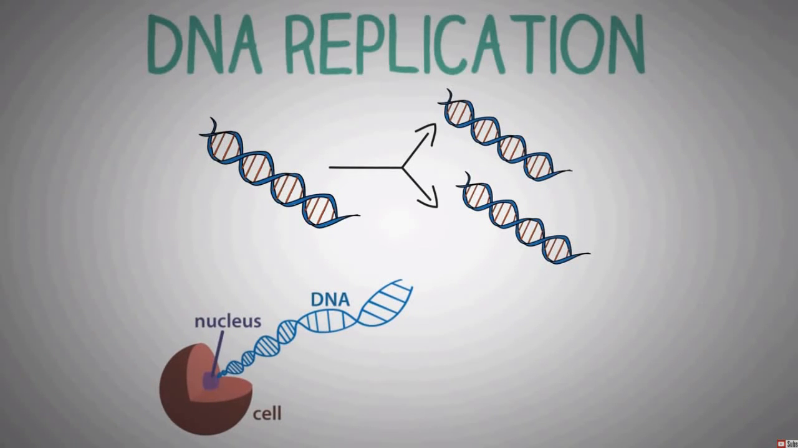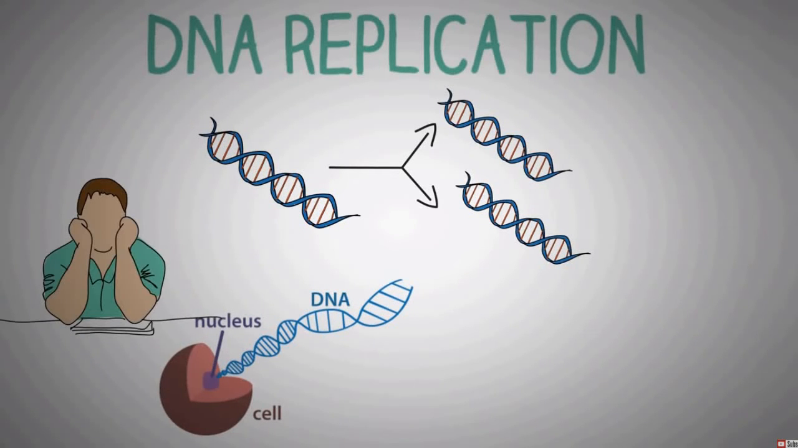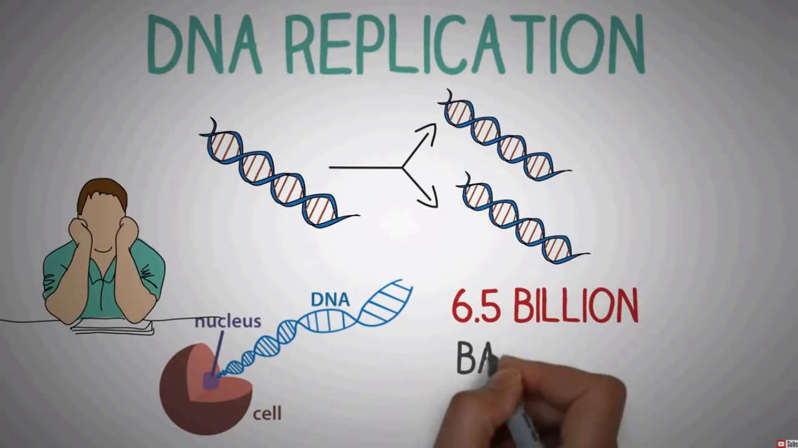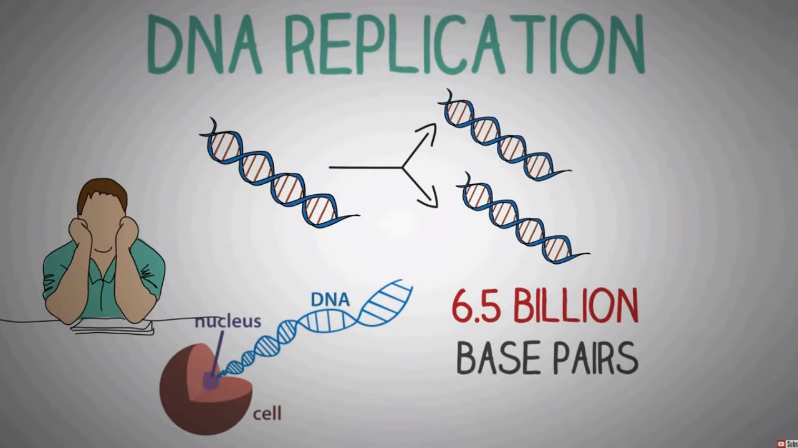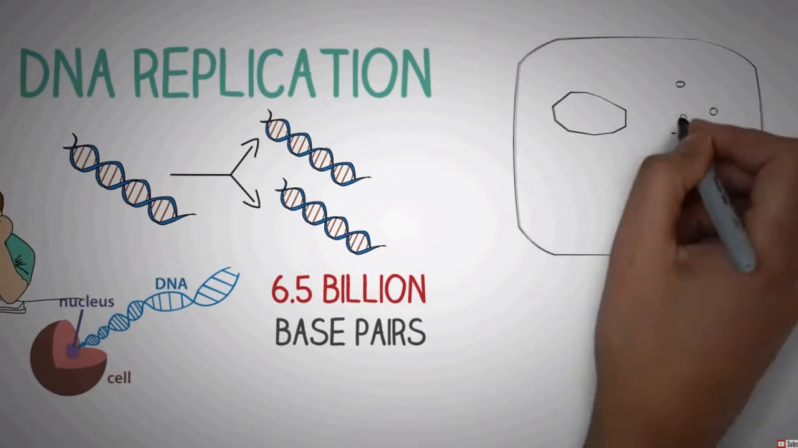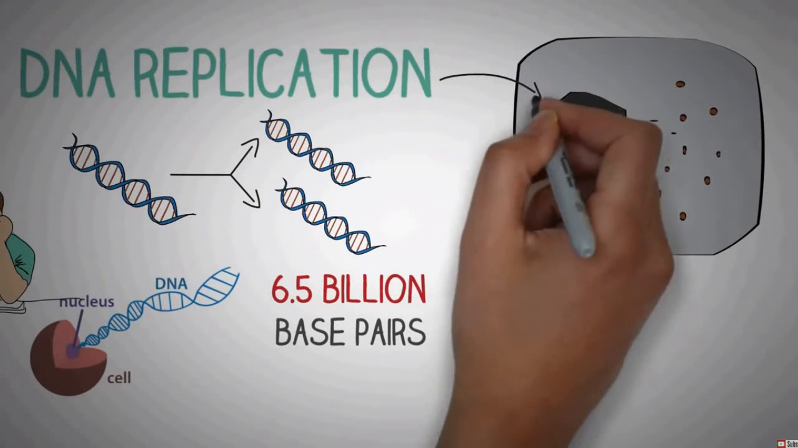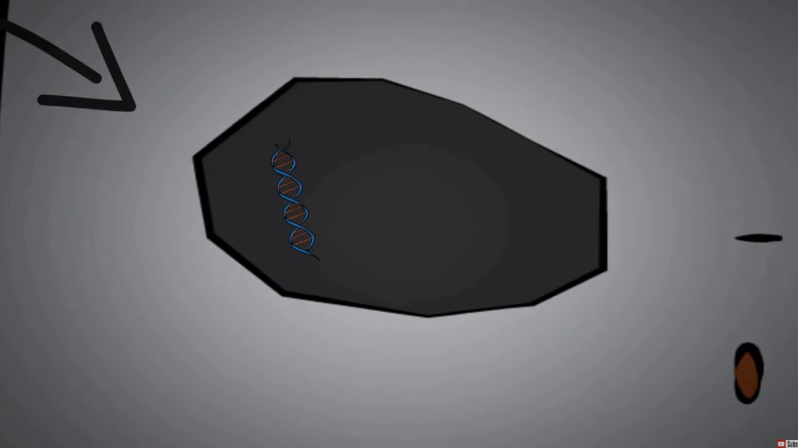And as simple as it may seem, it is one of the most complicated biological processes and involves the accurate copying of almost 6.5 billion base pairs in a complete set of DNA during each cell division. DNA replication takes place inside the nucleus of the cell, where two identical and new copies of the DNA are synthesized from the original DNA.